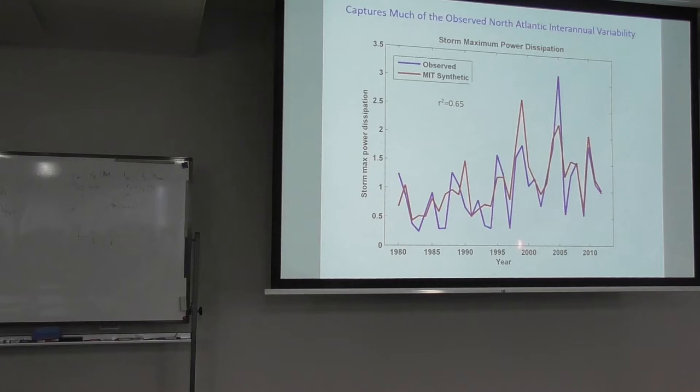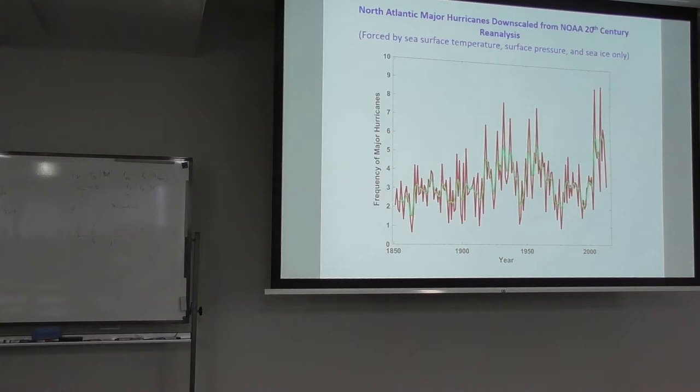So this is historical data. This is something called storm maximum power dissipation in the North Atlantic, in blue from observations, in red from downscaling NCAR NCEP reanalysis year by year, and about 65% of the variance. Regional models that are much more complete than the simple model get similarly high representations. We can downscale something called the 20th century reanalysis.